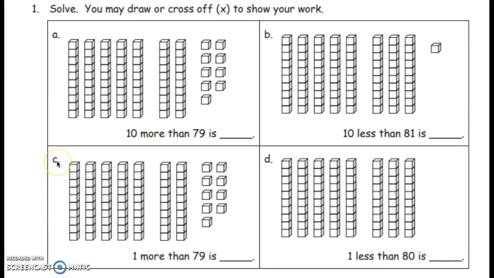For letter C, 1 more than 79 is. So draw or cross off to show your work of what 1 more than 79 is, and write your answer on the line. Letter D, 1 less than 80 is blank. So draw or cross off to show what 1 less than 80 is, and write the answer on the line.